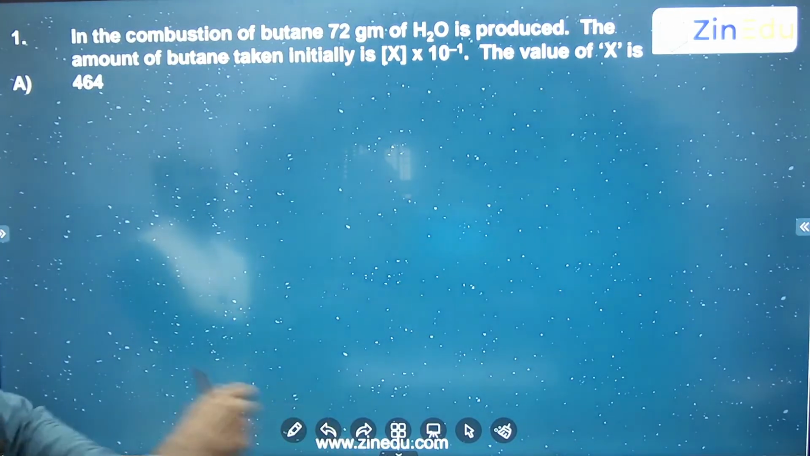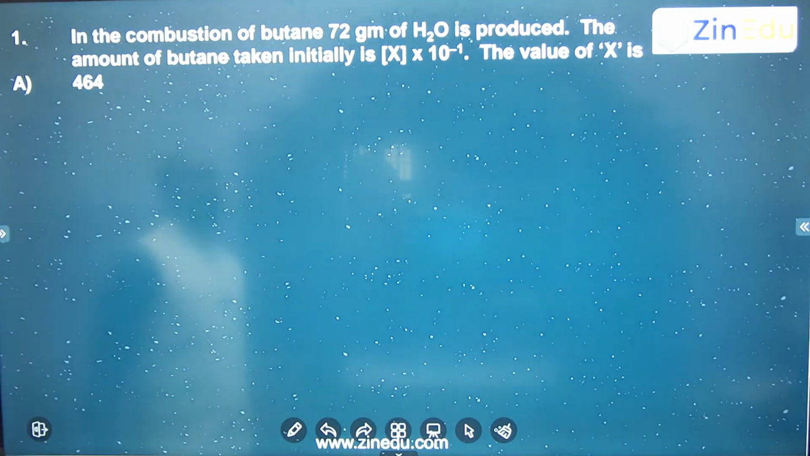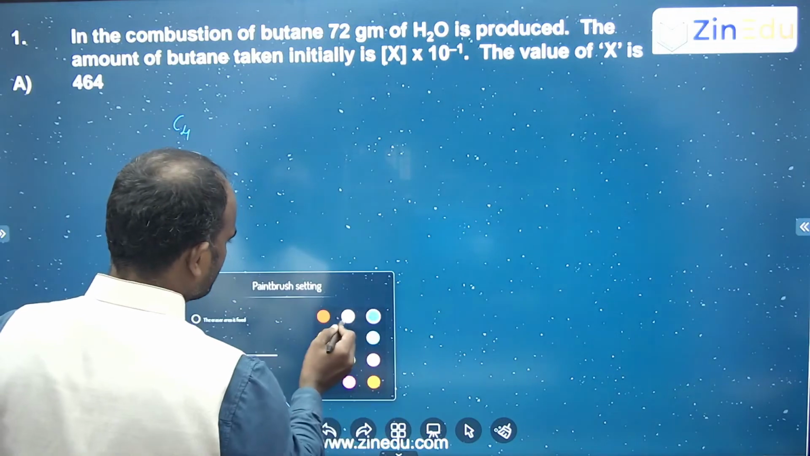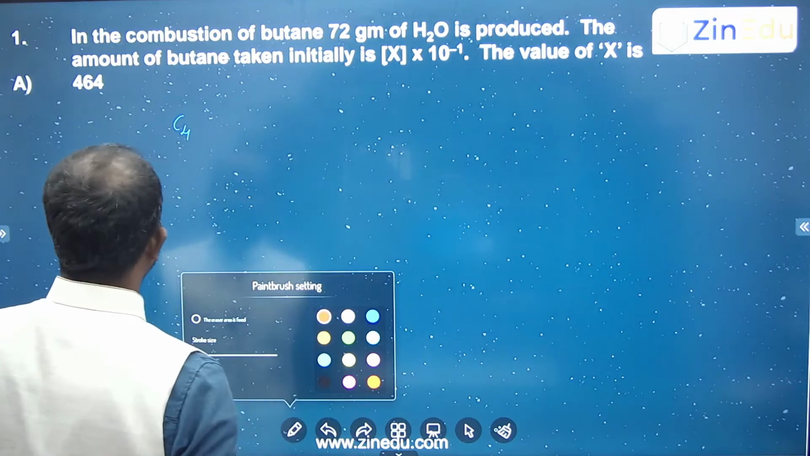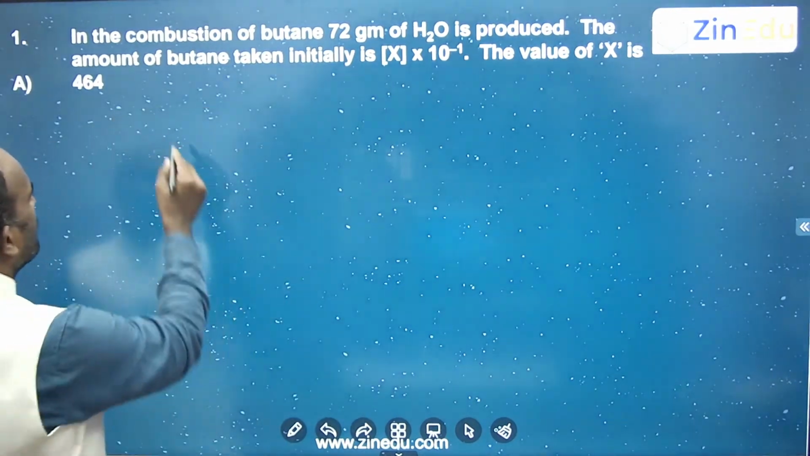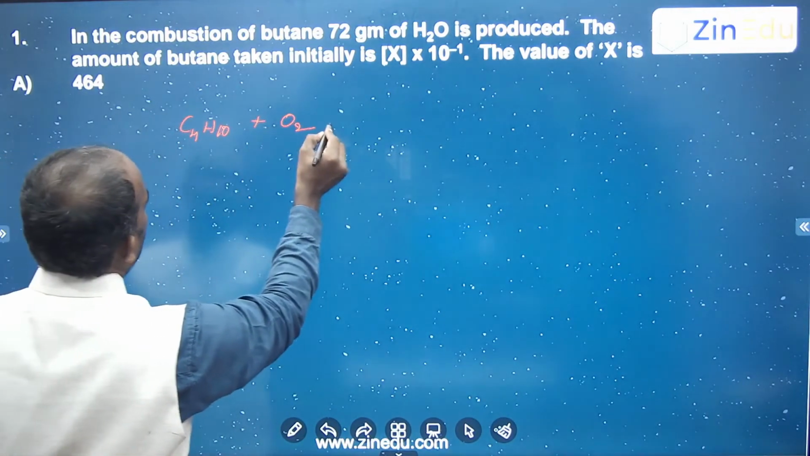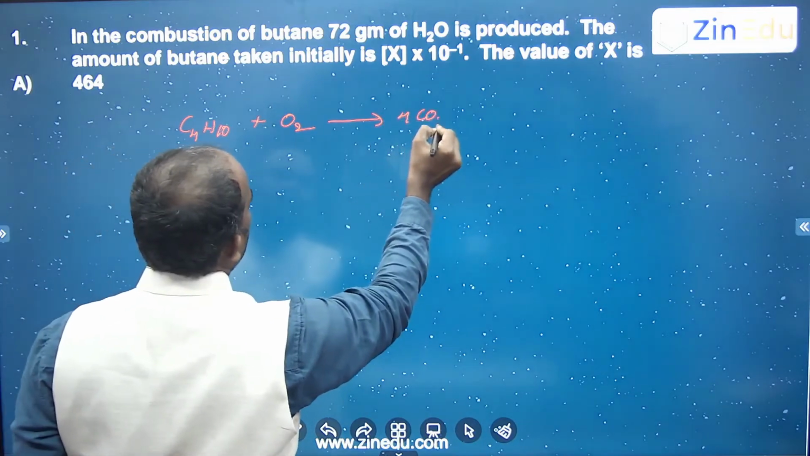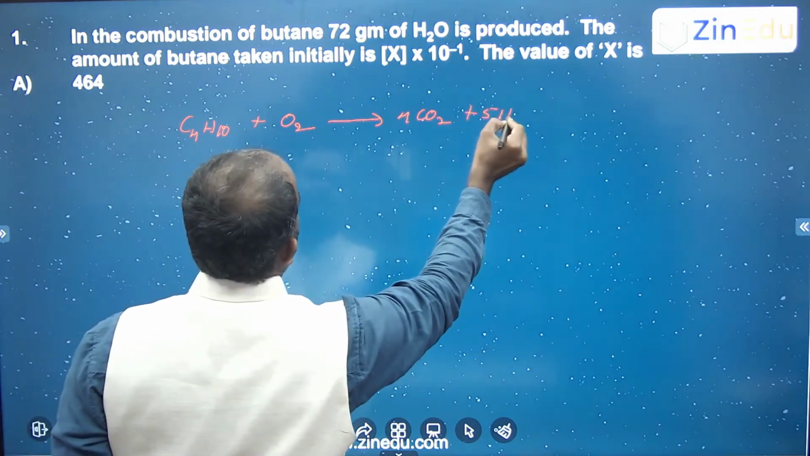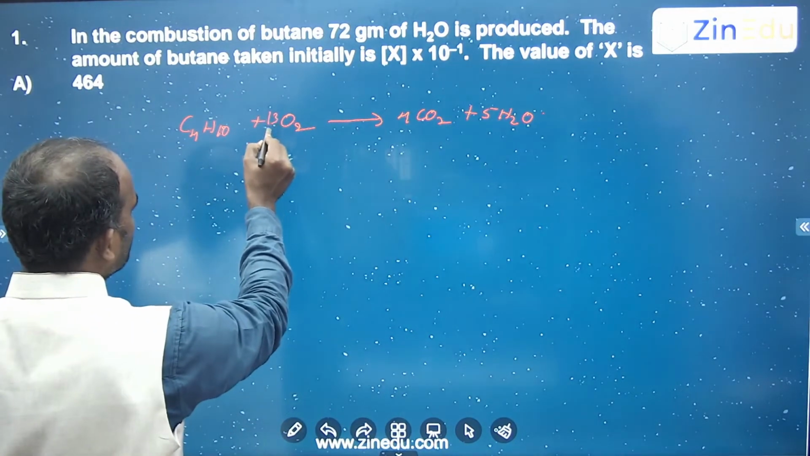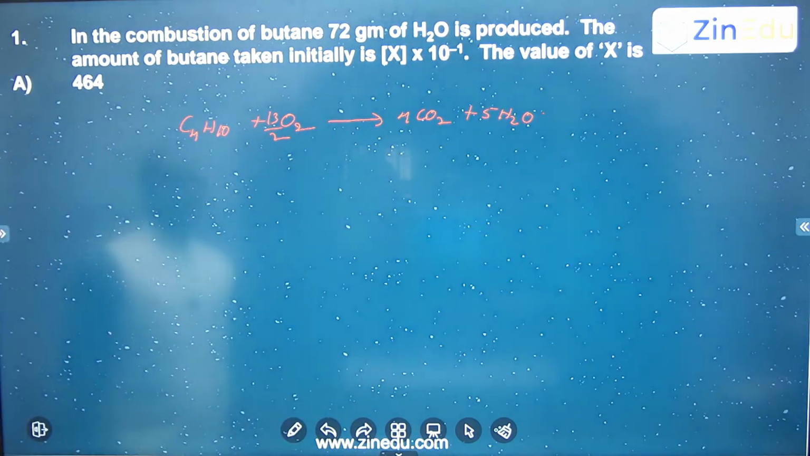In the combustion of butane, 72 grams of water is produced. The amount of butane taken initially is? So, butane, which is C4H10, combustion gives rise to 4CO2 plus 5H2O, with 13 by 2 oxygen, right?